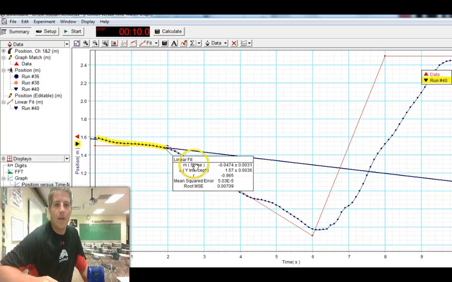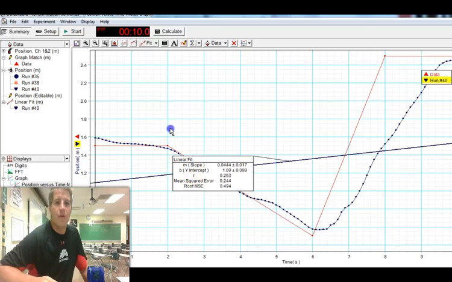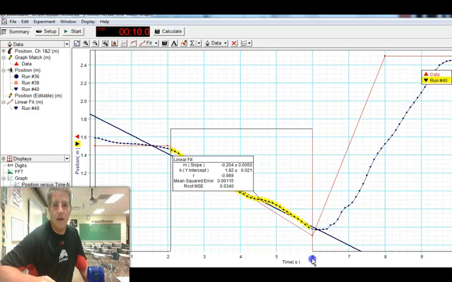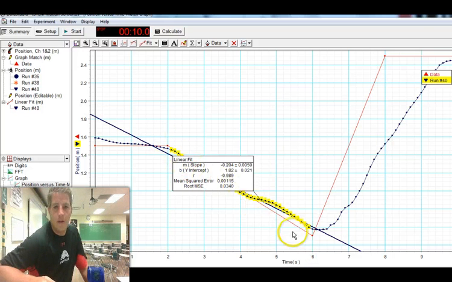Okay, so we get this data. You want to write this down, record it, and then we move to the next section of data, again still using the linear fit. Now we are down on the downsloping line, and we see that the slope is now -0.204. The negative just means that it is going down. It's the direction.